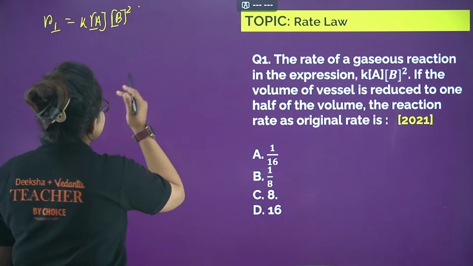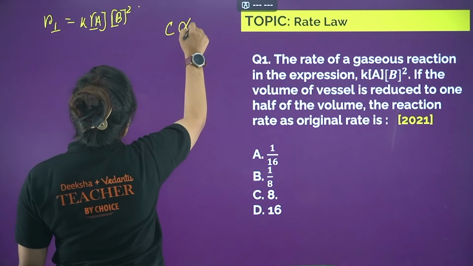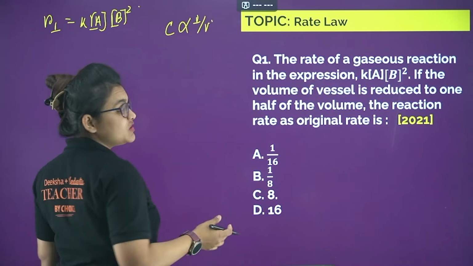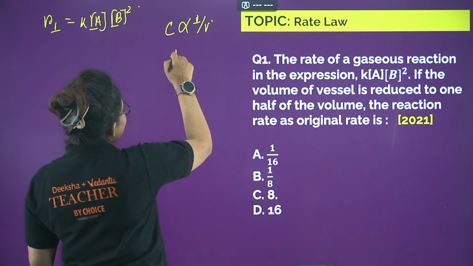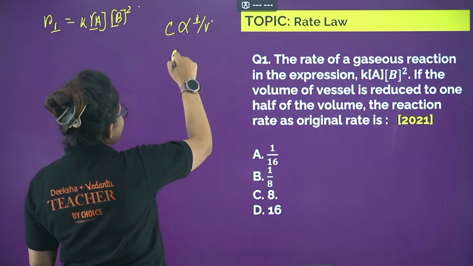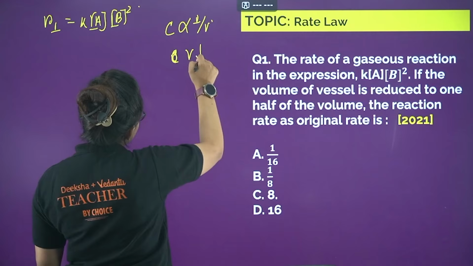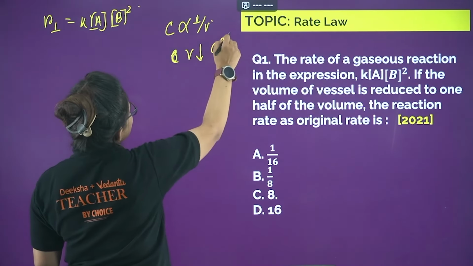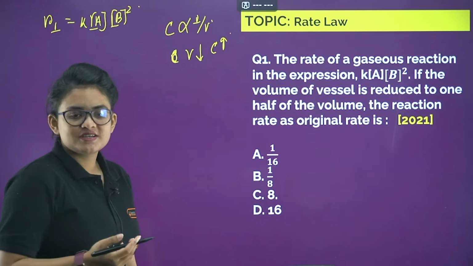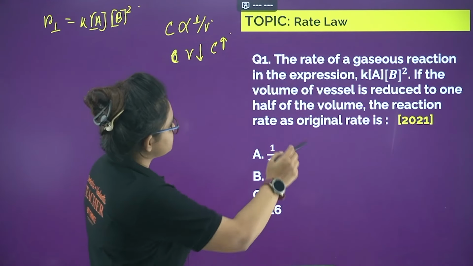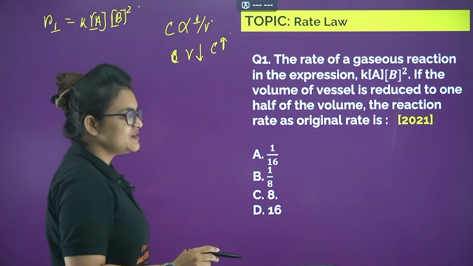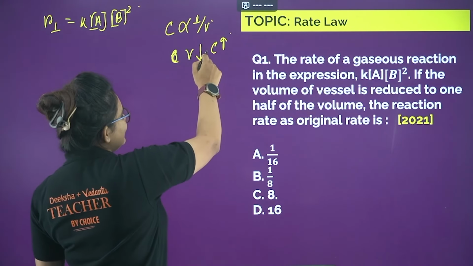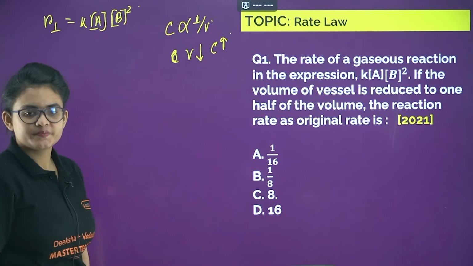So basically, concentration is inversely proportional to volume, right? C equals N by V, hence it is inversely proportional to volume. If you decrease the volume, concentration will increase. So if you are reducing the volume to half, your concentration will be 2 times, right?